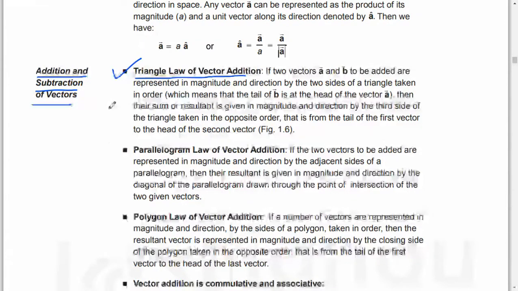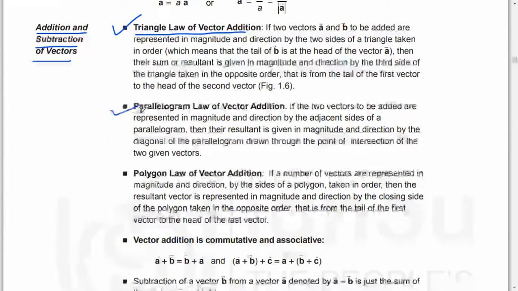Figure. Parallelogram law of vector addition. If the two vectors to be added are represented in magnitude and direction by the adjacent sides of a parallelogram, then their resultant is given in magnitude and direction by the diagonal of the parallelogram drawn through the point of intersection of the two given vectors.